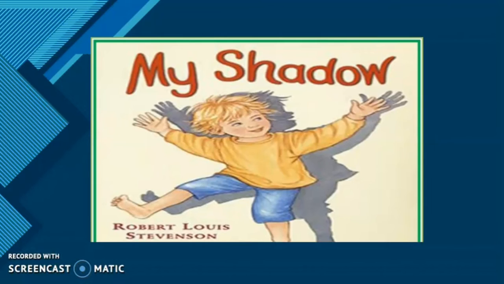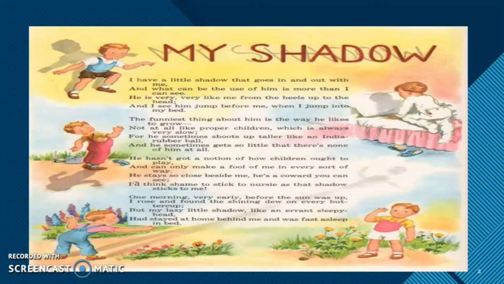Okay, so today's lesson is all about my shadow. We will be talking about the poem, okay, My Shadow by Robert Louis Stevenson. So let's have a look at the poem, okay, and I'll be explaining the poem to you line by line. The poet starts with a line, I have a little shadow that goes in and out with me. So the poet is saying he has a little shadow, and this shadow goes in and out with him. Means it goes everywhere with him, okay?